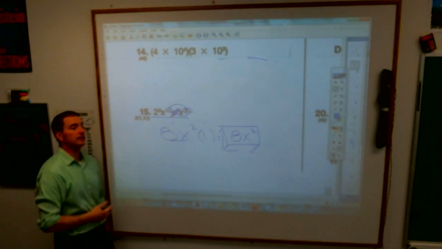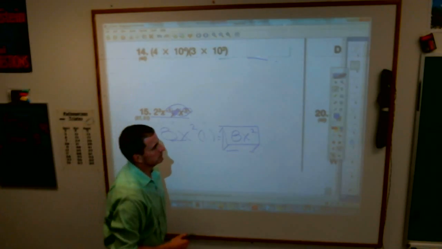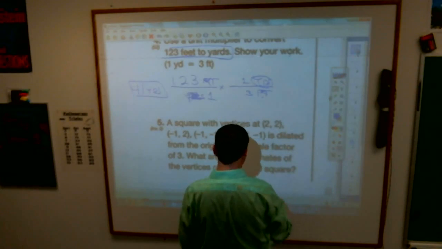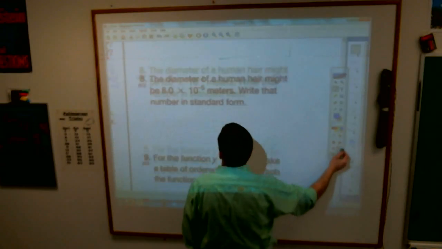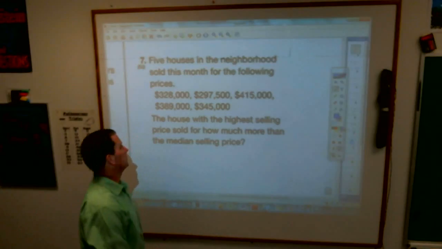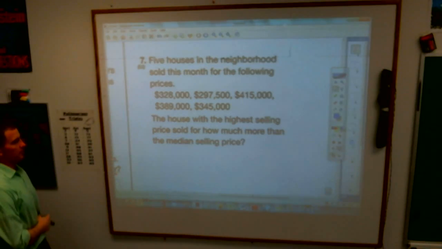That's figured out. Elijah, for 7, I got 60,000. You get 70,000 for 7? Well, first of all, I didn't get it, look at it. They could be wrong, but probably not. But let's look and see, because I am intrigued. 5 houses in the neighborhood sold this month for the following. The houses with the highest selling price sold for how much more than the median selling price?